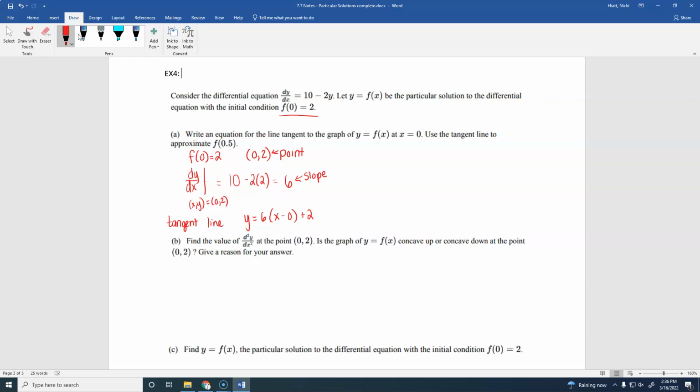Okay? And then the last part of this is asking us to approximate. So what do we do to approximate? Just plug it in. So f of 0.5, what do I need to use after this? Squiggly equal sign, our approximate sign. So we'll have 6 times 0.5. I'm not going to write that minus 0 there, but you can if you want. Plus 2. So that is going to give us 3 plus 2, which will be 5. So f of 0.5 is about 5.